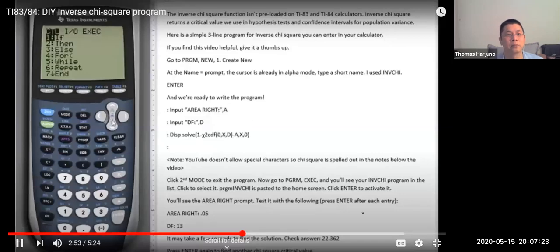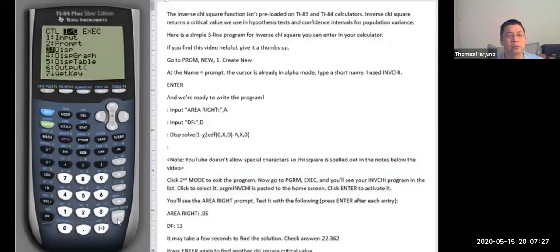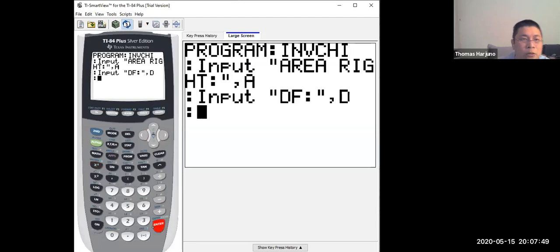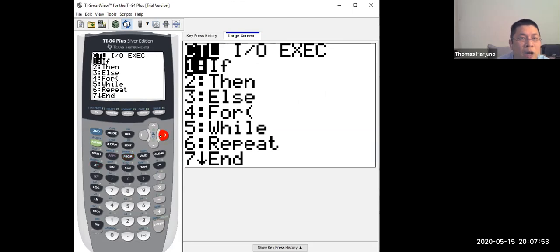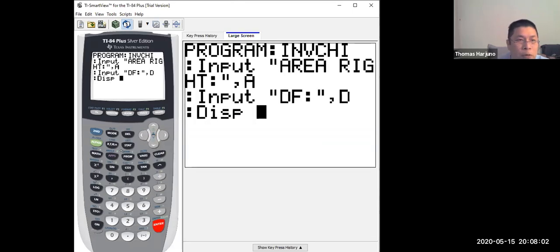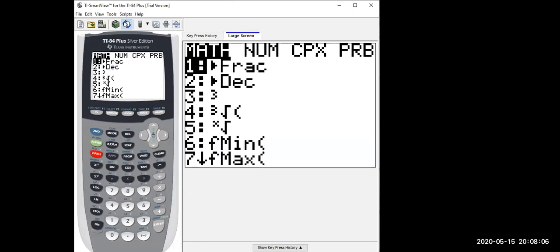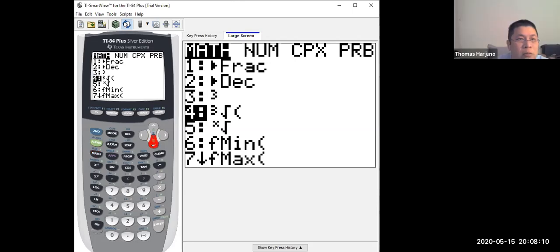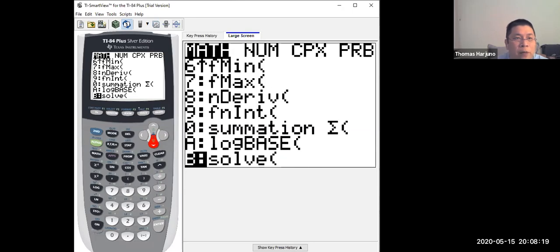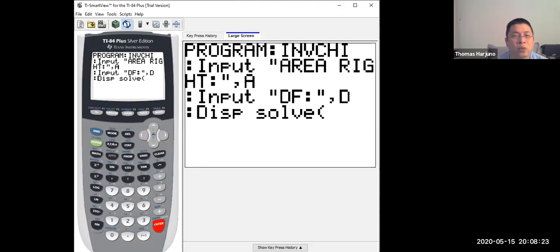The next thing is how to get to that display solve. So I'm here, press enter to go to display, program, IO, display. Boom. And then how about the solve? Solve, you go to math. Is it below here, or numeric? Yeah, here. Math, and then go down pretty far, you get the solve. Okay, now we can continue the video.